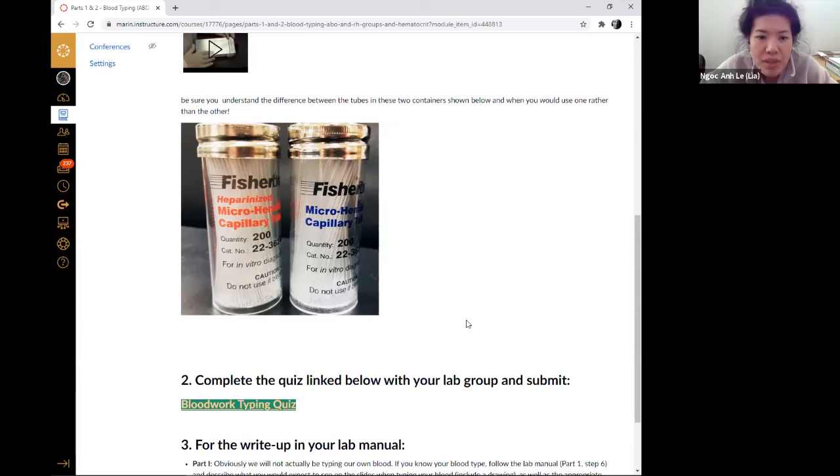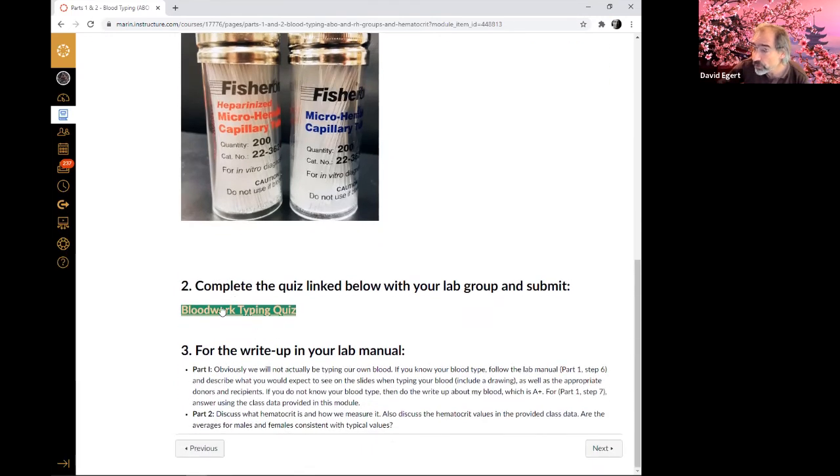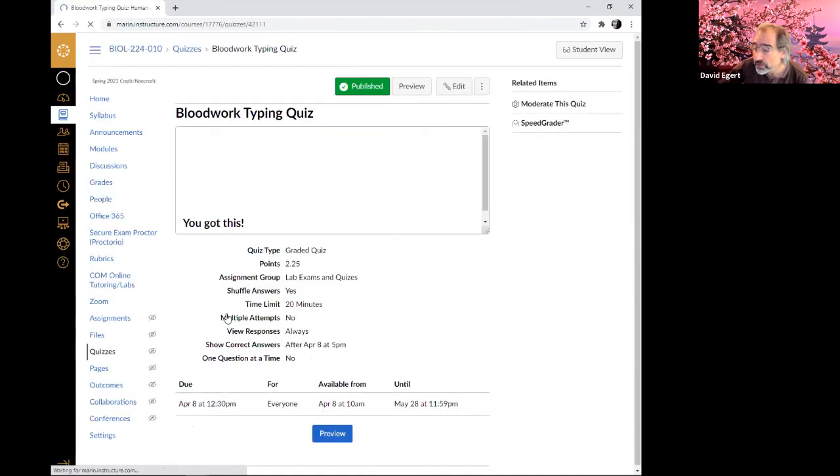The one on the left. Yes, the one on the left, the heparinized one, is for the hematocrit, because it keeps the blood from clotting. The one on the right is the one you would use for something like clotting time. So for this blood work typing quiz, you can just go into it.